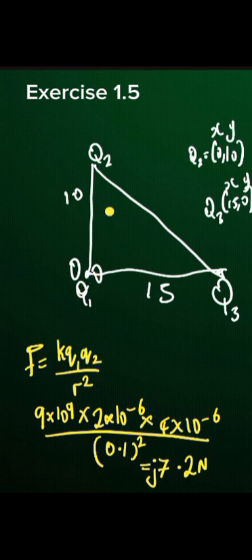Now you see that this Q2 is positive and this Q1 is negative. So what will they do? They will attract, right? So the force on this now will be attracting Q1 to this side, right? So it's along the positive axis. The force is attractive, taking Q1 to this side. So it's a positive force.